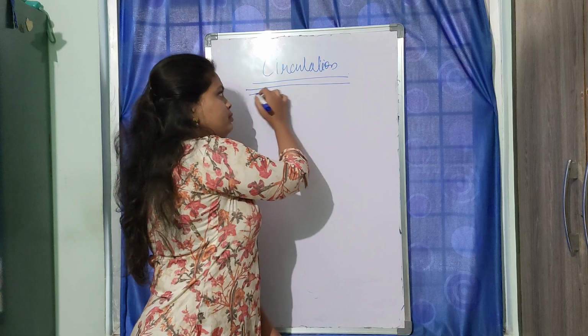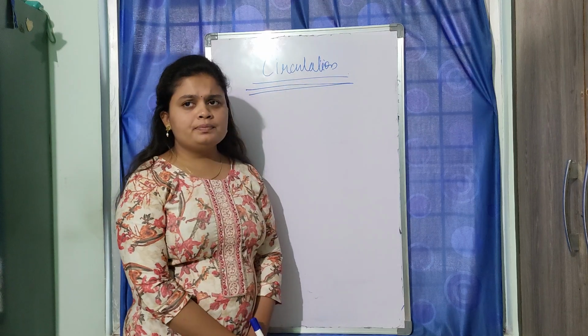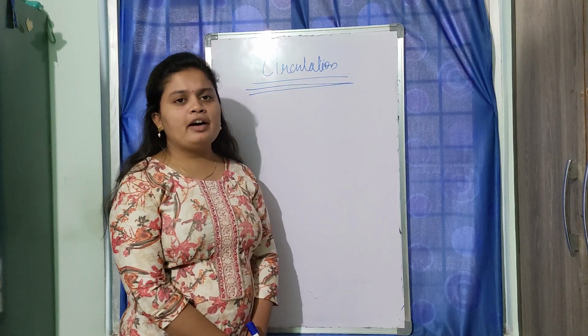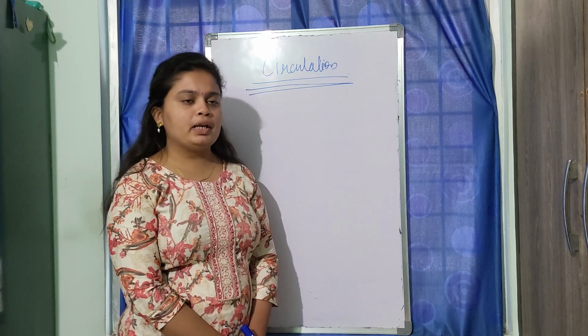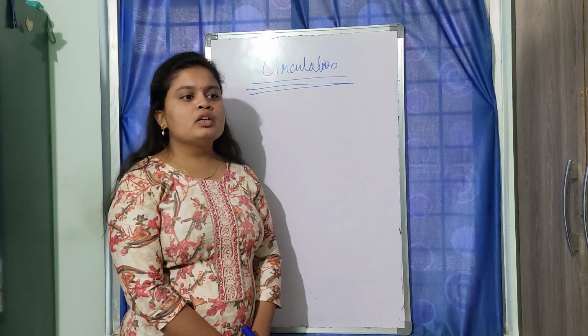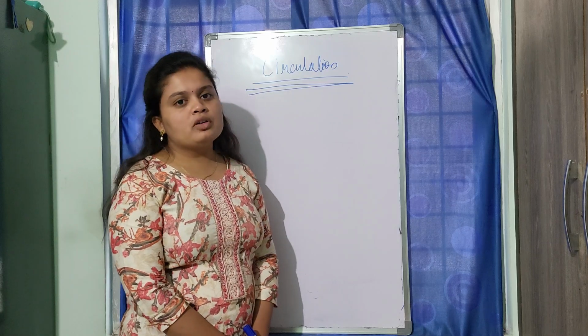So here the organisms have different types of circulatory system via which they are going to supply this oxygen and nutrients. Let's talk about types of circulation.